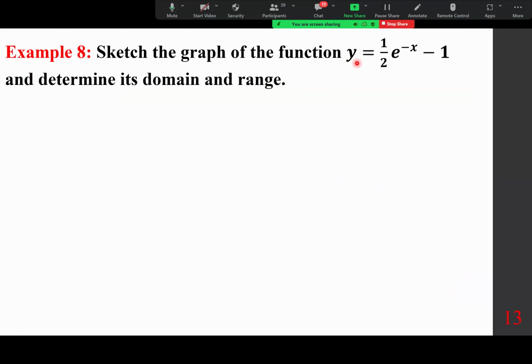Sketch the graph of this function. Y equals 1/2 e to the power minus x minus 1, and determine its domain and range. Let's do that. We start with the basic function, essential function, elementary function, y equals e to the power of x, and we should know the graph. It looks like that. Again, it doesn't have to be perfect, but we must know this.